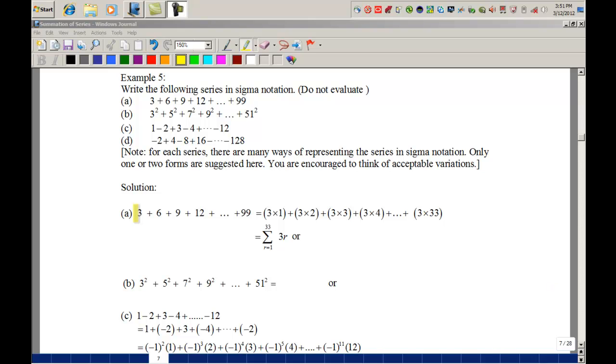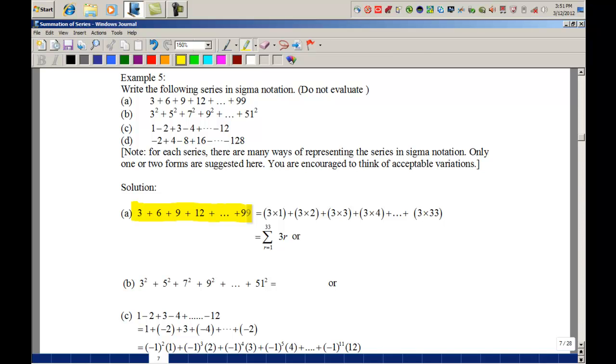Now in the previous example, we gave you a sum and then we asked you to expand. Now in example 5, we want you to do the opposite. We will give you a series and we want you to write it in sigma notation. There's no need to evaluate. Now look at A. Now A says you have 3 plus 6 plus 9 plus 12 all the way to 99. Now if you can see the pattern straight away, good.